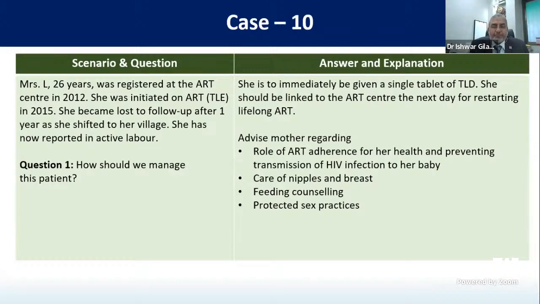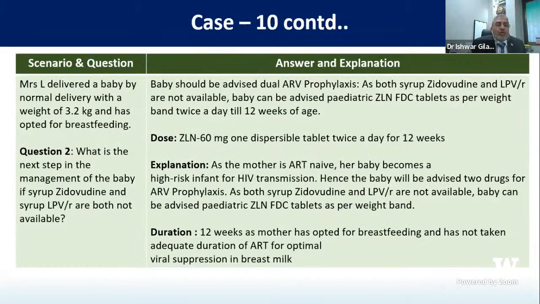Next slide, please. Now, in this scenario, Mrs. L delivered a baby by normal delivery with a weight of 3.2 kg and has opted for breastfeeding. What is the next step in the management of the baby if syrup zidovudine and syrup lopinavir ritonavir are both not available? So, the baby should be advised dual ARV prophylaxis as both syrup zidovudine and lopinavir are not available.